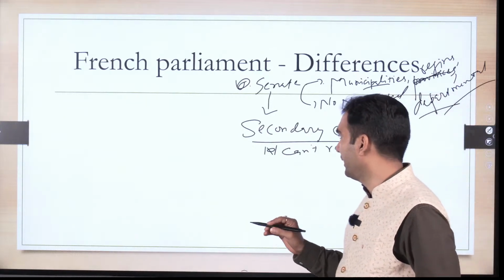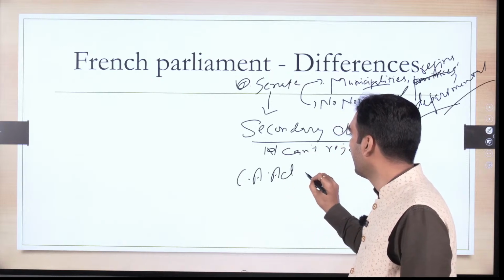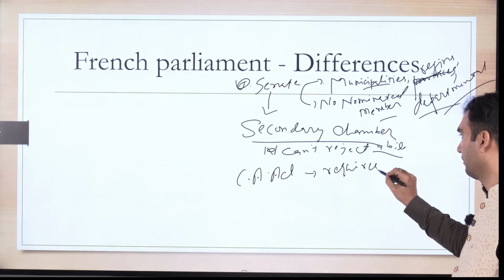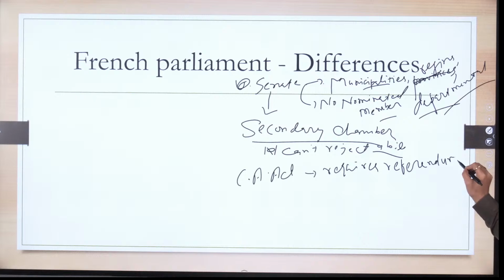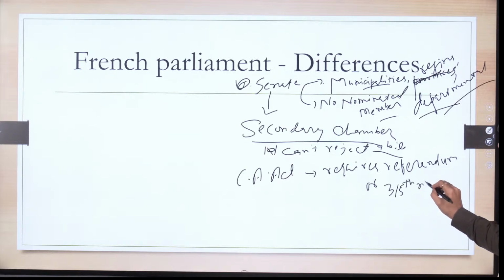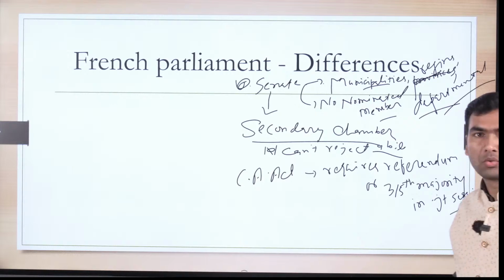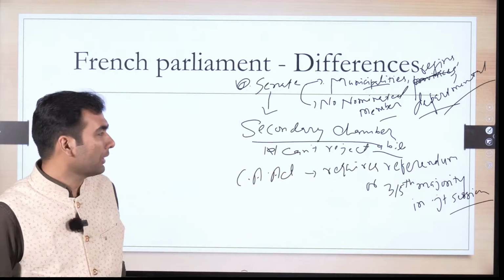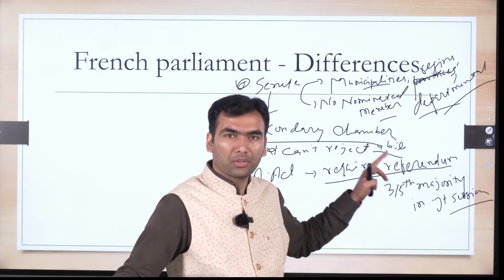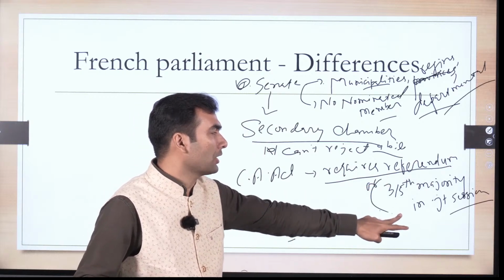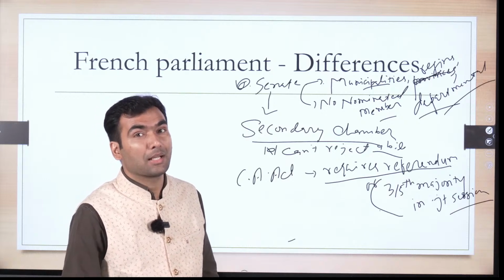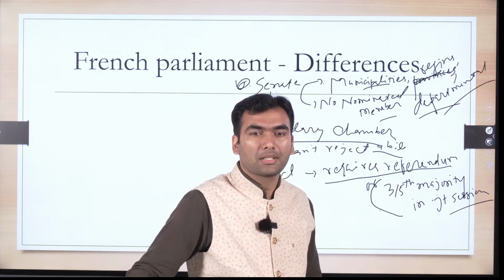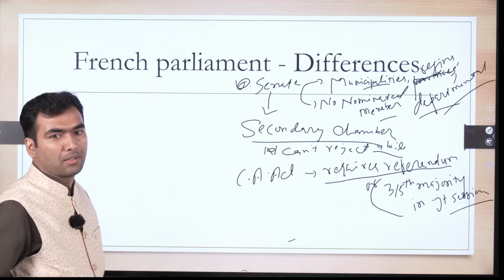Next thing is about the Constitution Amendment. There, the Constitution Amendment Act requires a referendum or a 3/5 majority in a joint session. Once a Constitution Amendment Act has been passed by both the houses, after that there would be either a referendum, which would be decided by the government, or a joint session in which it has to be passed by 3/5 majority. 3/5 is like 60%. It is less than 2/3. 2/3 is 66%. Yes, you are right, Manoj.